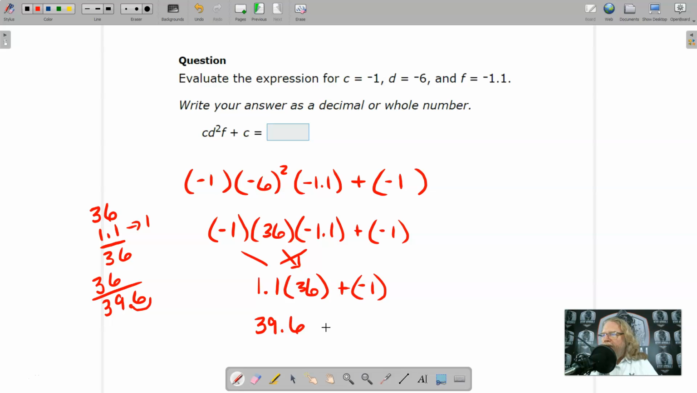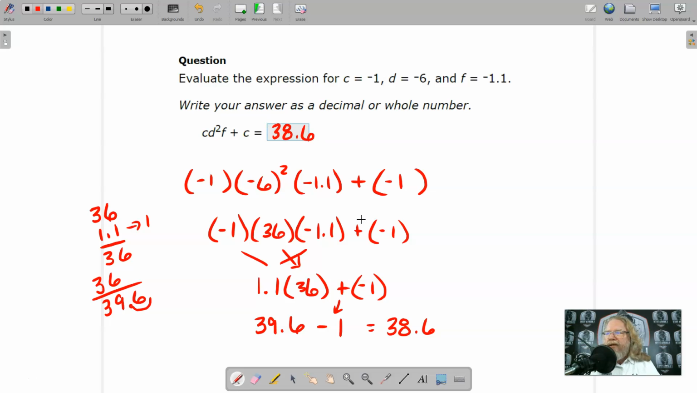Now let's bring down our plus -1, which, look, check this out. I can also change the addition to subtraction. Remember, I was changing subtraction to addition, so let's try something different. Let's go ahead and change the sign from addition to subtraction. Take the opposite of -1, and that's +1. Now 39.6 minus 1 is 38.6. And our answer is 38.6.